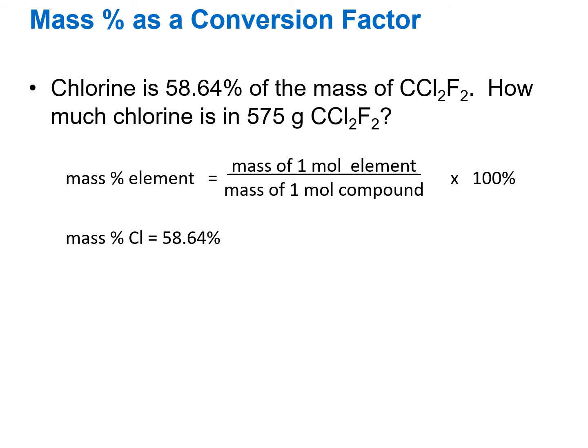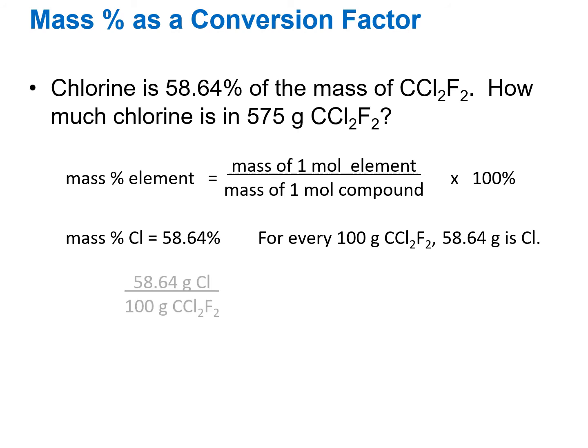Well, among the things that it could tell us is that if we had 100 grams of Freon, we could know that 58.64 grams of it are going to be chlorine. You see what I did there? I just plucked out 100 grams because I know that for every 100%, 58.64% is going to be chlorine. And instead of using percentage, I put the grams to it. Now I've created a relationship between grams of Freon and grams of chlorine.